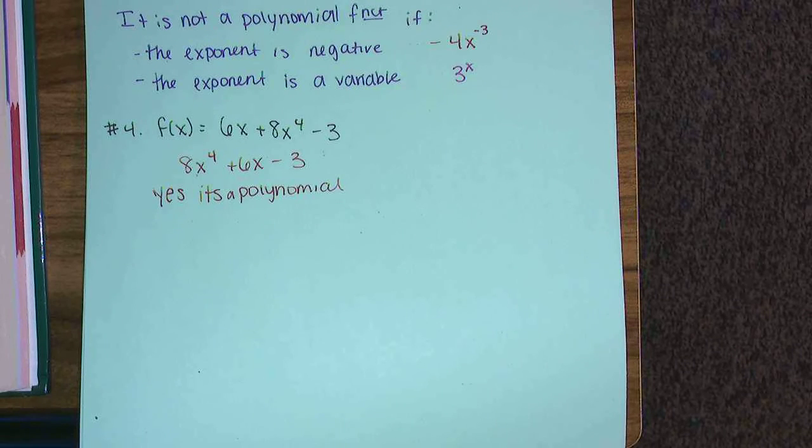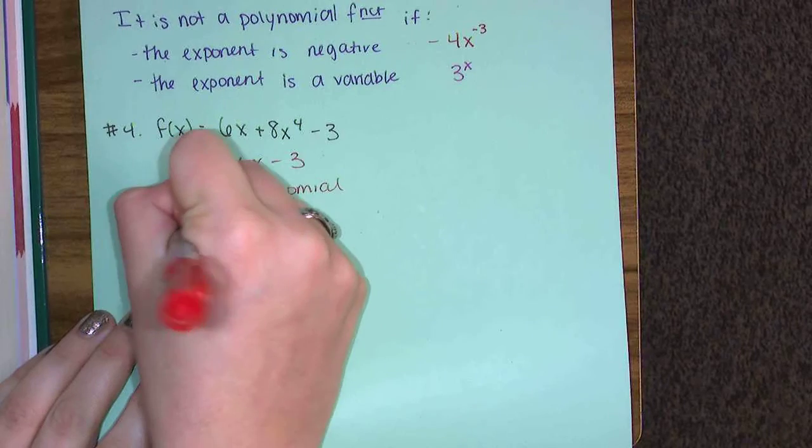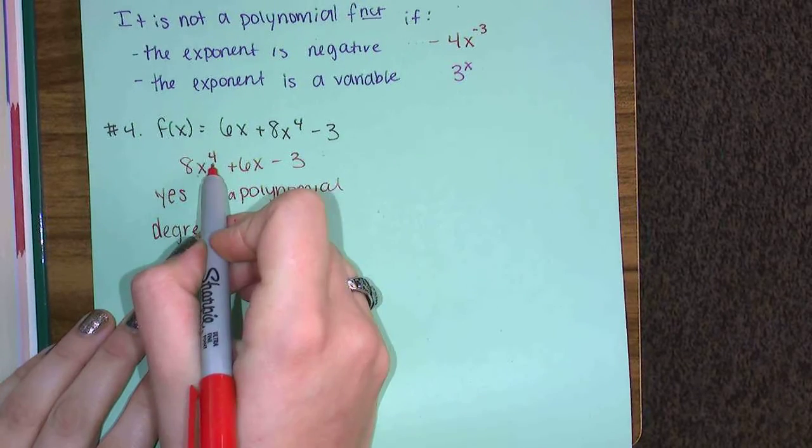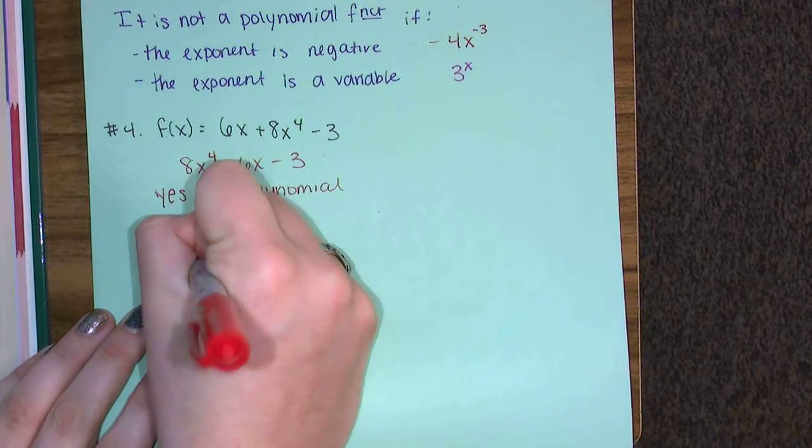Okay, so we said it's polynomial, so then what is the degree? Okay, so it's degree 4 because that's the biggest power. I think so.